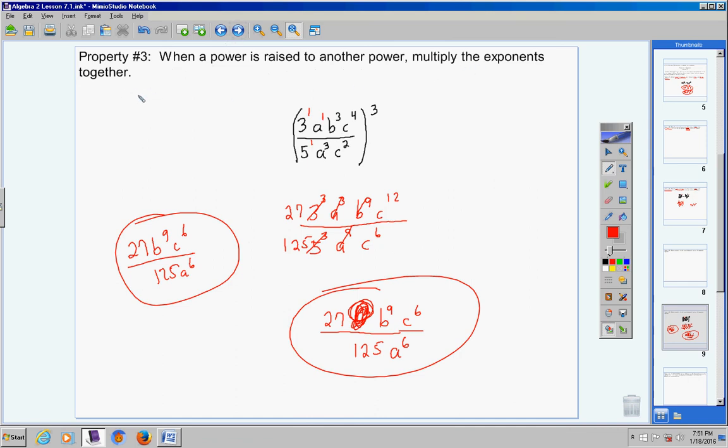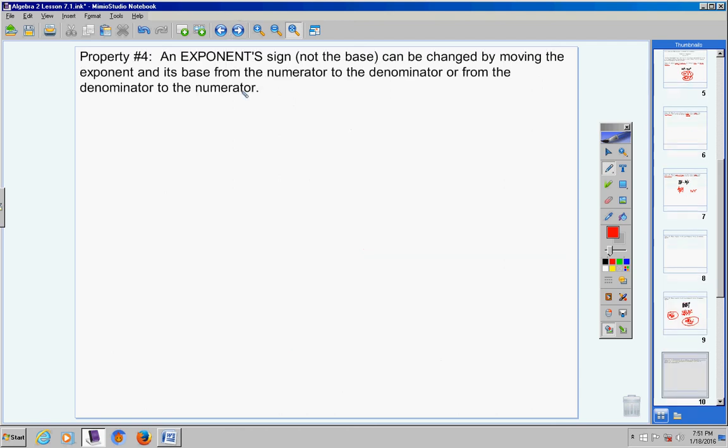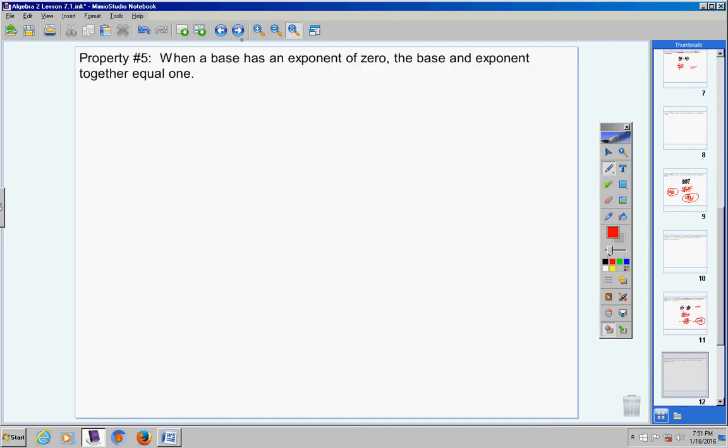You need to know that when a power is raised to another power, you multiply the exponents together. Now this only works when you have one term on the inside of the parentheses, okay? One term. You need to know that exponent sign, not the base, can be changed by moving the exponent and its base from the numerator to the denominator or from the denominator to the numerator. You need to know that. By the way, this only works when you're dealing with one term over one term. You need to know that anything to the 0 power equals 1.